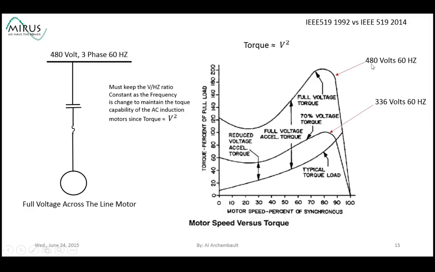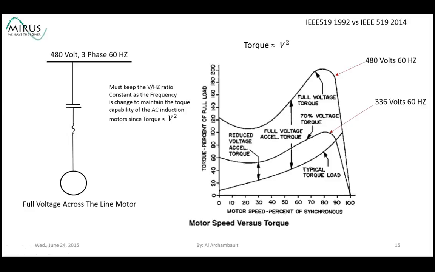Now, if I don't give the motor the proper voltage, I affect the torque characteristics of the motor, or its speed torque capability, because torque is directly proportional to the voltage applied squared. So if I only had 336 volts because of voltage distortion, the torque capability curve of the motor changes to something like this. So you have lower starting torque, and you end up running at some higher slip. So there's more losses in the motor if you're not giving the motor proper voltage.